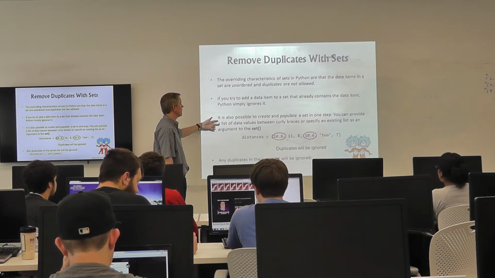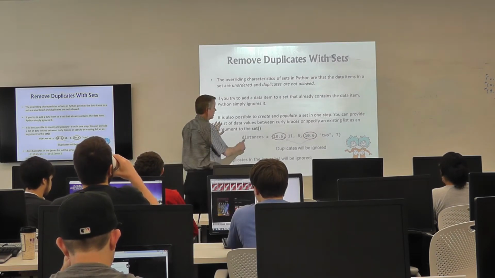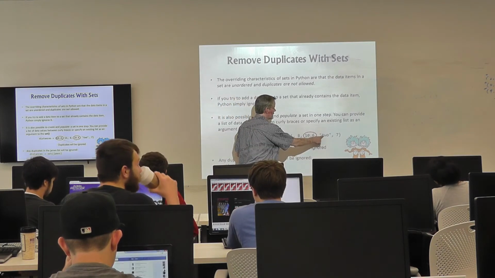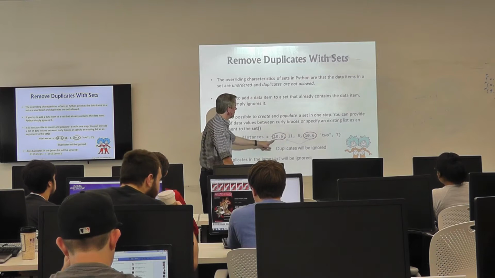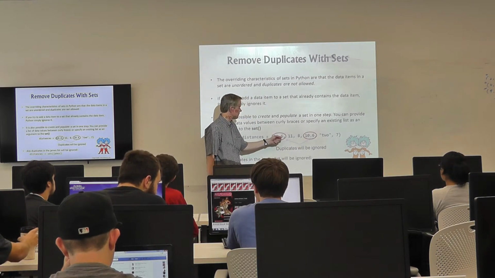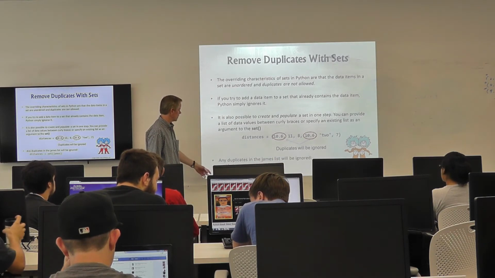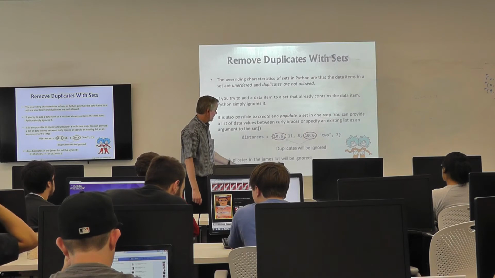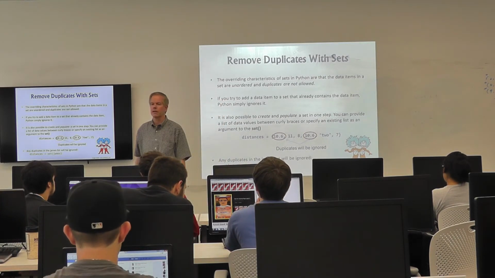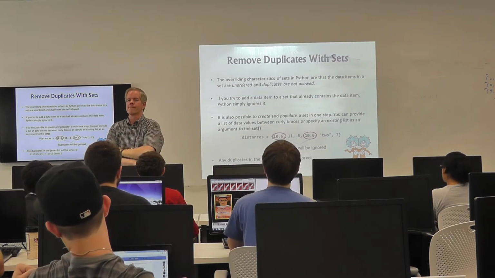You can provide a list of data values between the curly braces, or specify an existing list as an argument to the set. Distances equals 10.6, 11, 8, 10.6, 2, and 7. Duplicates will be ignored, so if I was creating a set like this, I'd only get one version of 10.6 in there. Any duplicates in the James list will be ignored. Distances, which is a set, equals set(james). So one simple statement, and all James's duplicates go away, right?